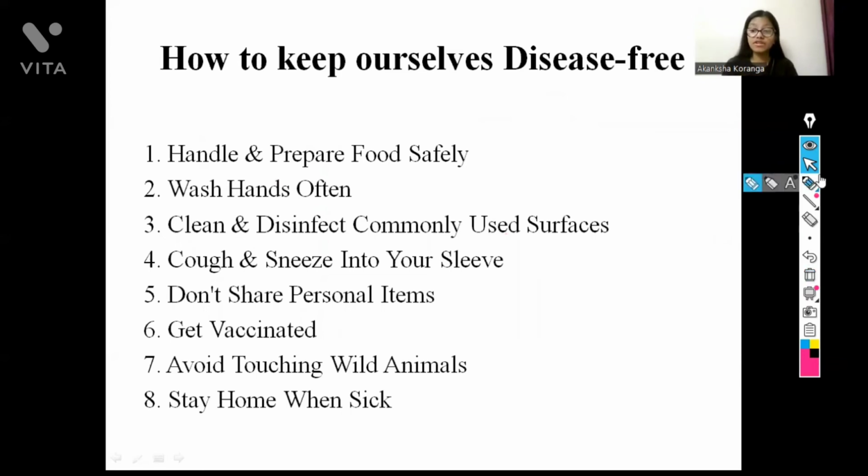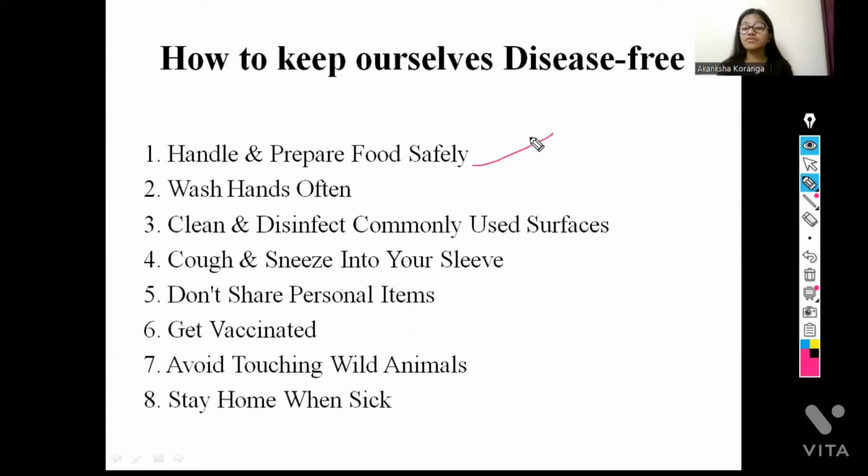First one is handle and prepare food safely. This is one of the very important points. Why we have to do this is because if we eat unhygienic or contaminated food and water, it will cause certain diseases, like cholera, malaria, dengue. Different diseases are caused through unhealthy or unhygienic food and water. So it should be prepared properly in hygienic conditions.